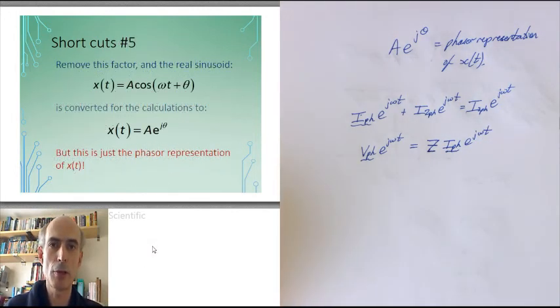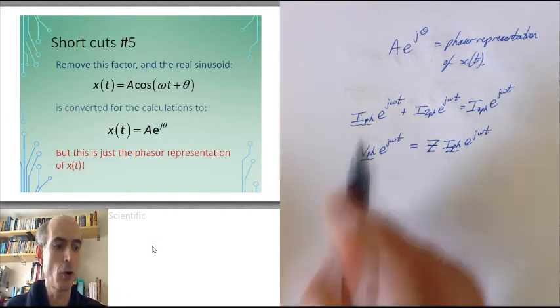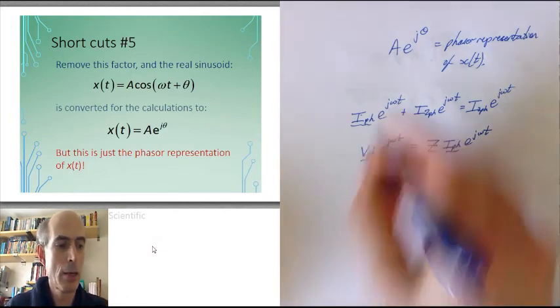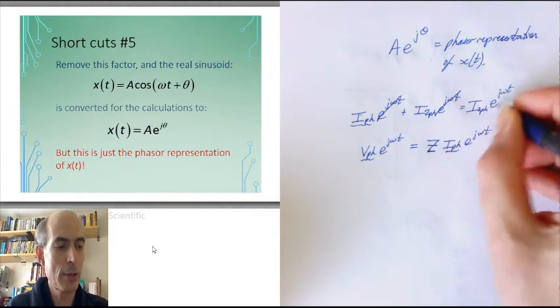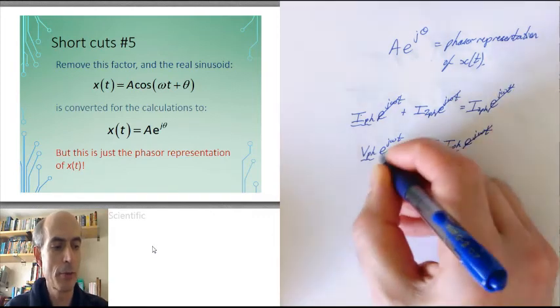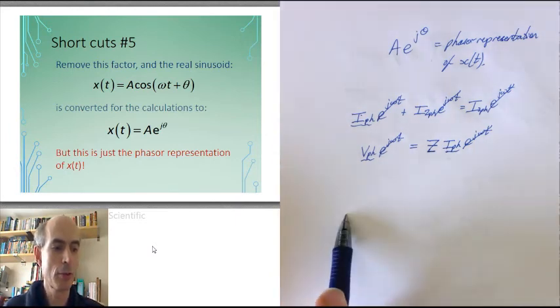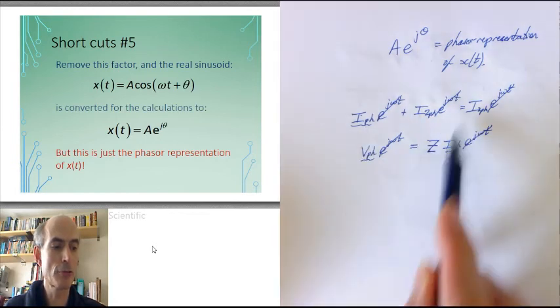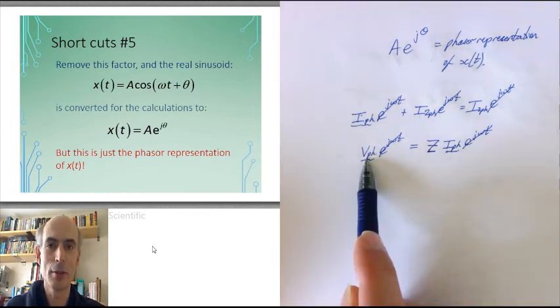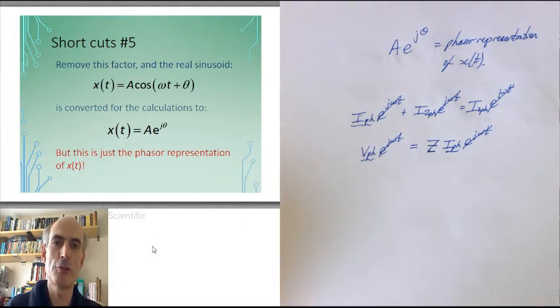Why bother writing all the e to the j omega t terms? They're just going to cancel out in every single equation that I write in my nodal analysis. And what I'm left with is a whole set of equations just in the phasor representations of the currents and the voltages in the circuit and the complex impedances of the components.